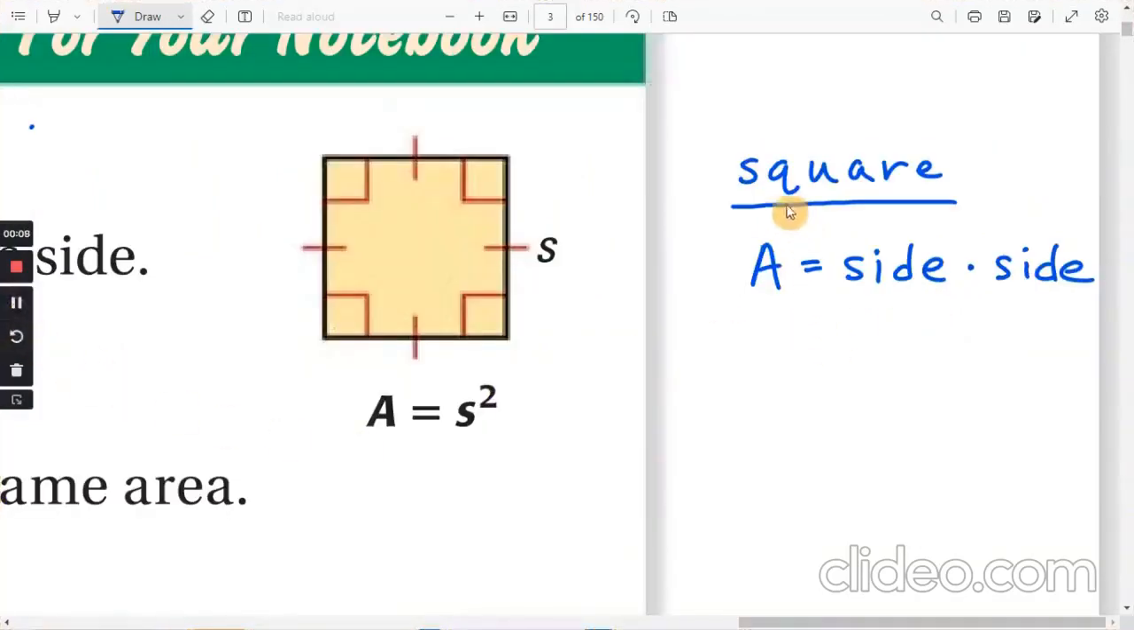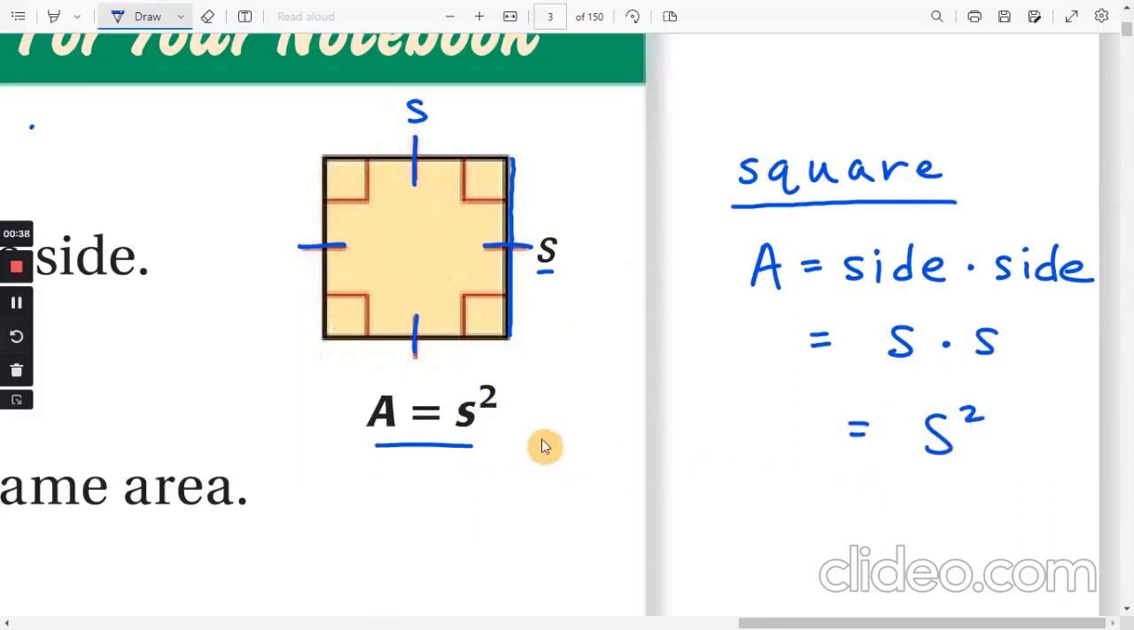So starting with the area of a square is side times side. If you let each side length of the square equal S, you can see all of the sides of a square are congruent. So all of the sides of the square equal S. The area for the square is just S times S, which is the same as S squared. So that's the area of a square.